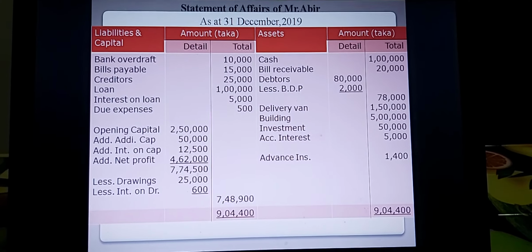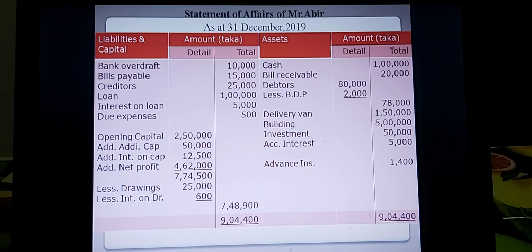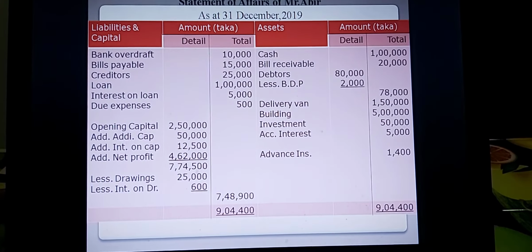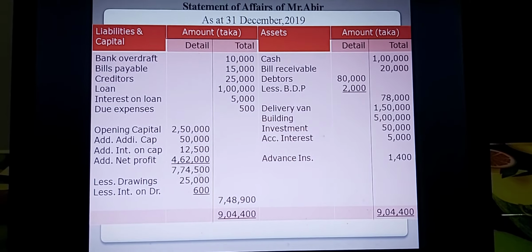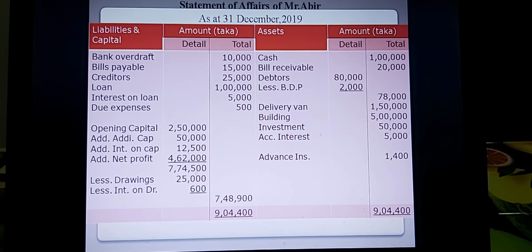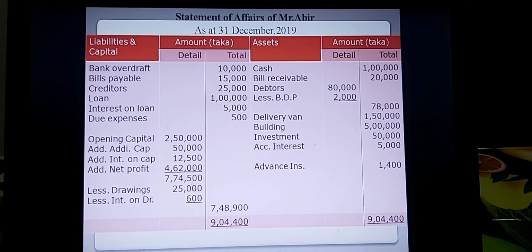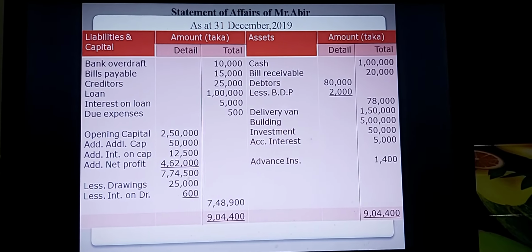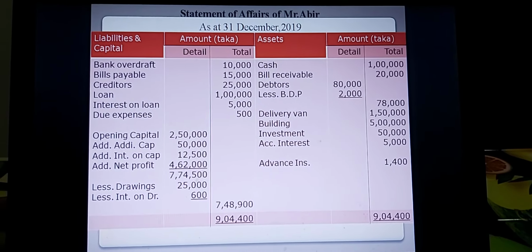Less drawings, total amount of drawings 25,000 to be deducted from the amount, and also to be deducted interest on drawings taka 600. At this moment net capital is taka 7,48,900 in the outer column. So total assets and total liabilities and capital is taka 9,04,400, that is 904400.